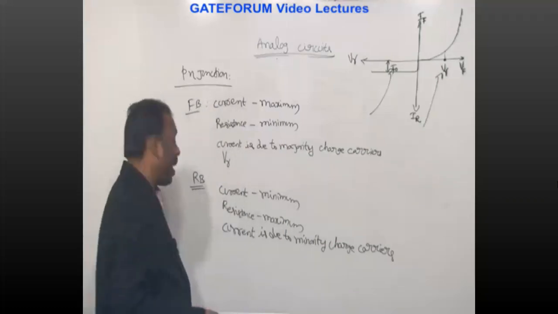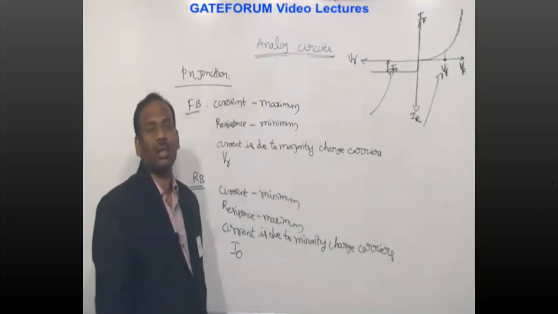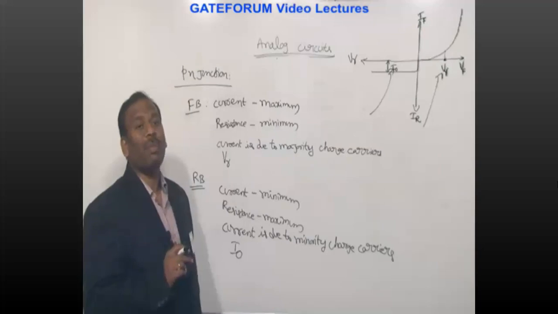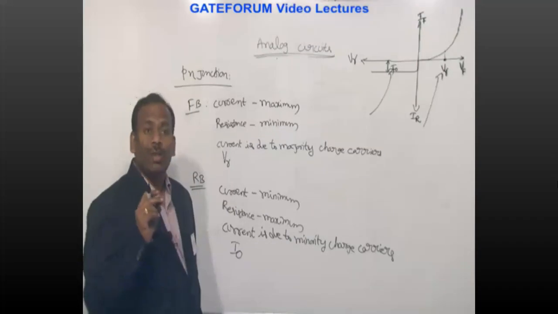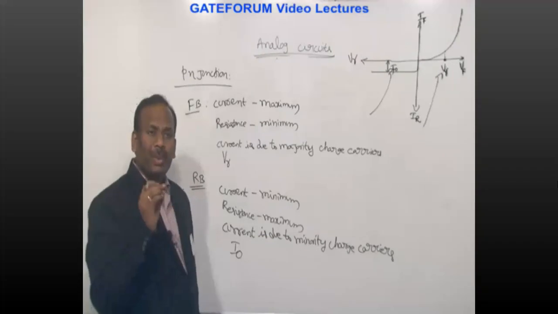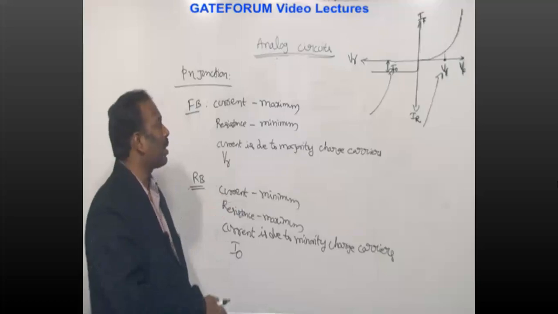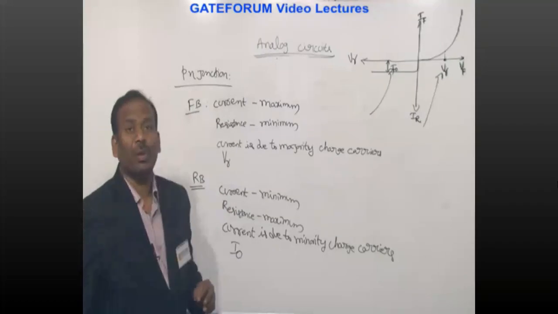Minority charge carriers, and there exists a reverse saturation current I naught. It's of the order of microamperes for germanium, and of the order of nanoamperes for silicon. It must be as minimum as possible. Exactly speaking, it should be zero. Now, what are the applications of a diode?